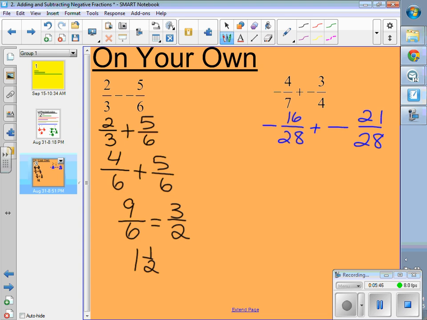16 plus 21 is 37 over 28. They are both negative, so my answer must be negative. And to make that a mixed number, I have 1 and 9/28. And that cannot be simplified, so I am finished.